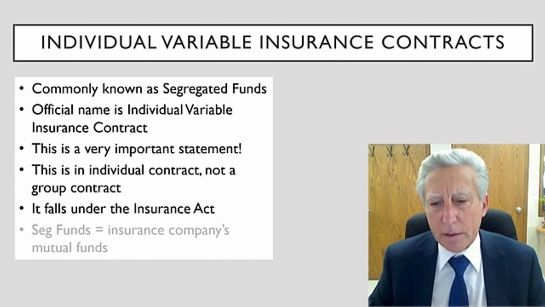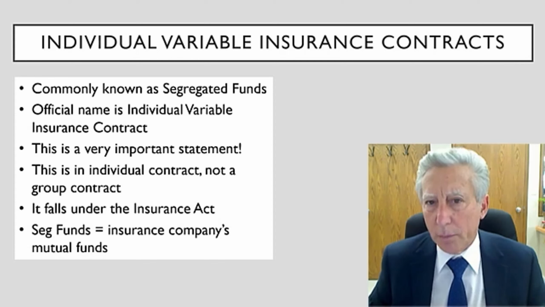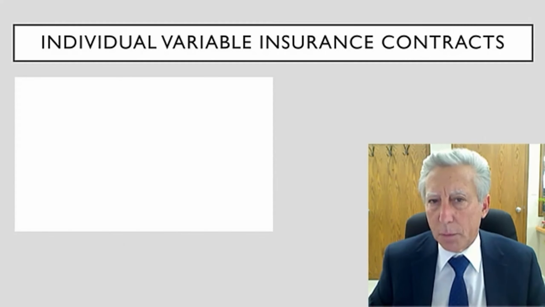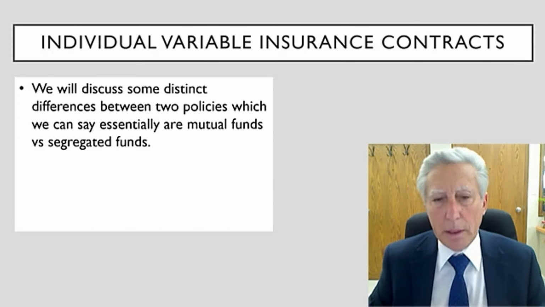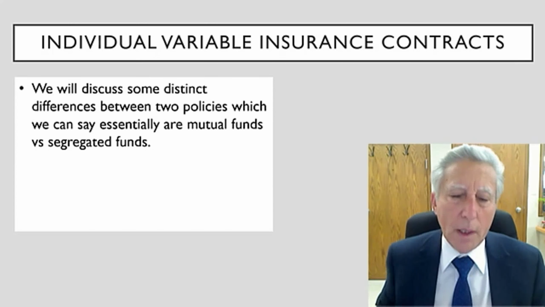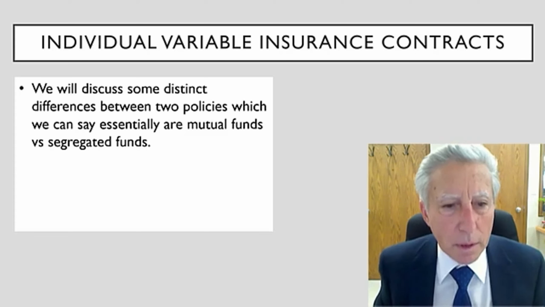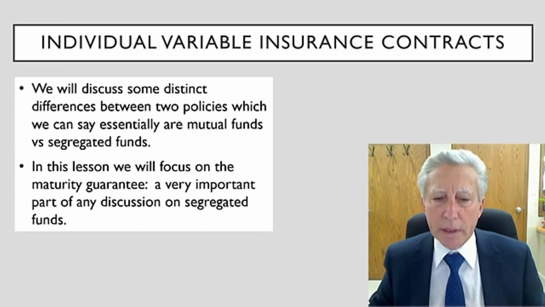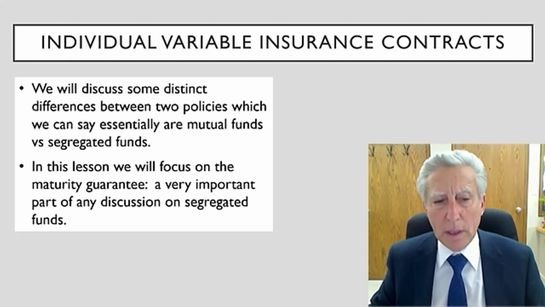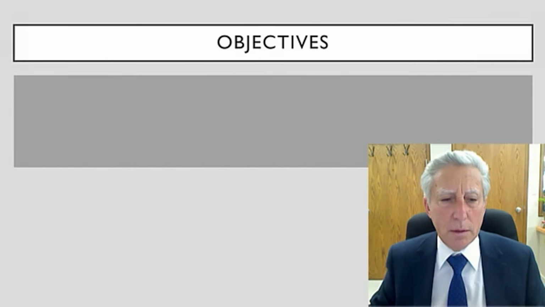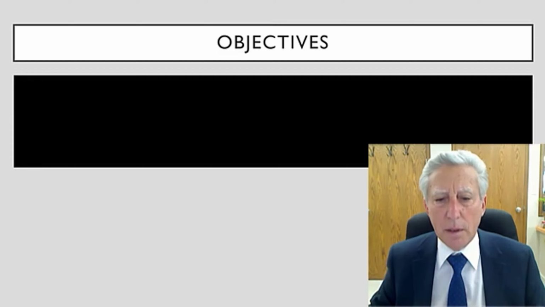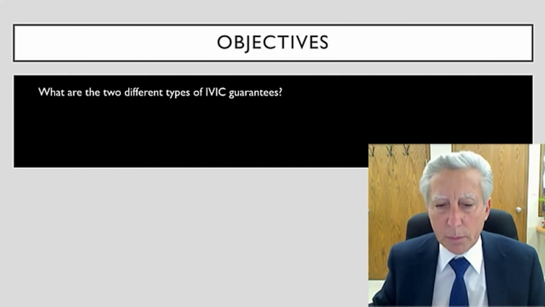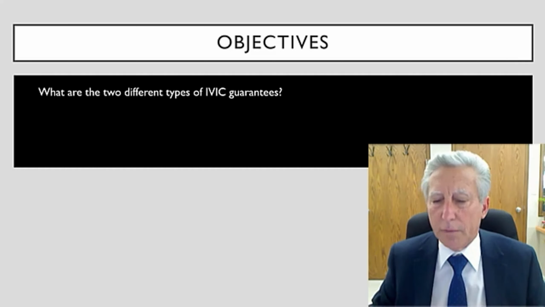So think of segregated funds basically as the insurance company's mutual funds. So what we're going to talk about today is some of the distinctive differences between a mutual fund and a segregated fund. Now, there will be a number of more slides on this, but today we're going to focus primarily on what we call the maturity guarantee, which is a very, very important part of segregated funds. Okay, so basically the objective today is to distinguish between different types of IVIC agreements, as we call it, or guarantees.